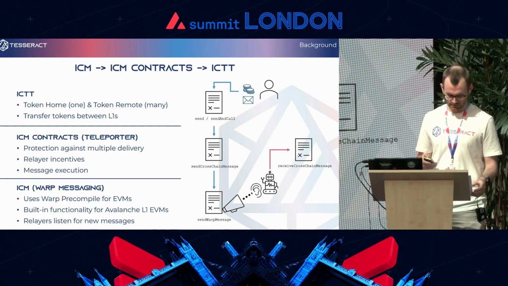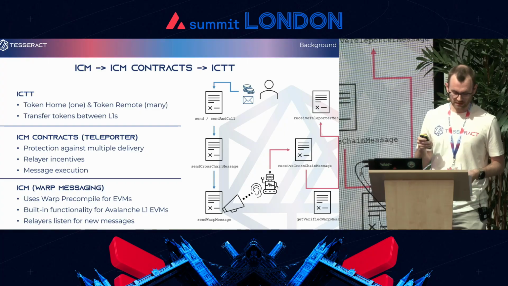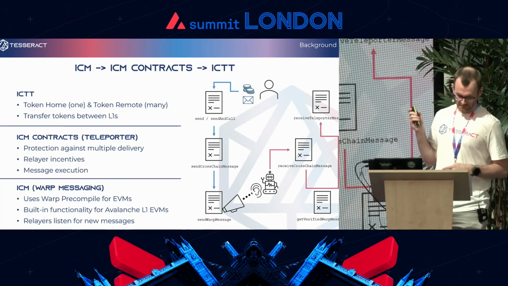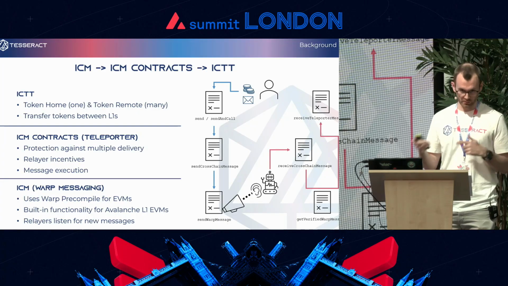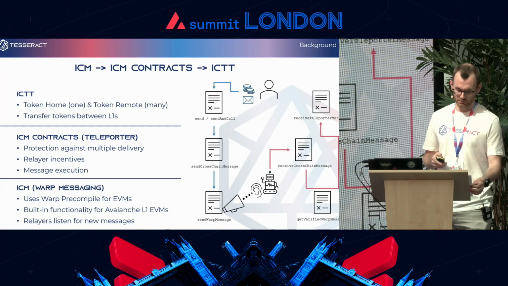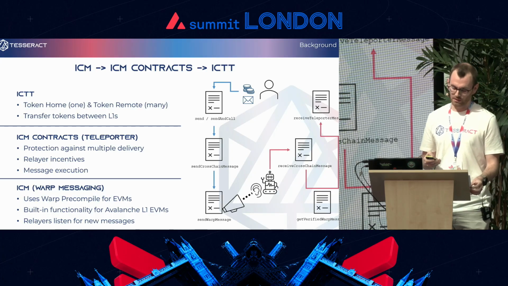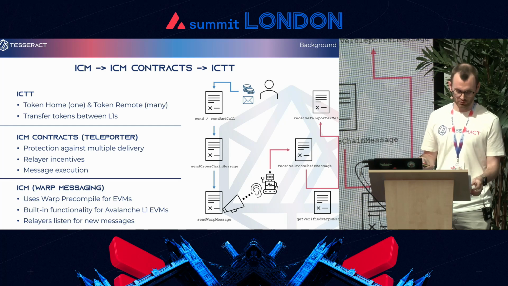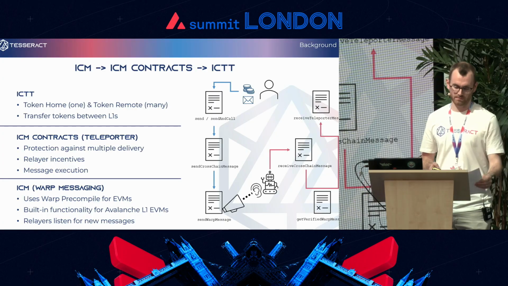teleporter messenger contract. It's first verified by the warp precompile, and then the teleporter contract further calls receive teleporter message on the recipient contract, which will be the home or remote ICTT contract, depending on the direction of the sending. And then the included message is decoded, and standardized fields like the message type can be parsed, for example, in order to determine whether it's a send or a send and call from the origin ICTT contract.